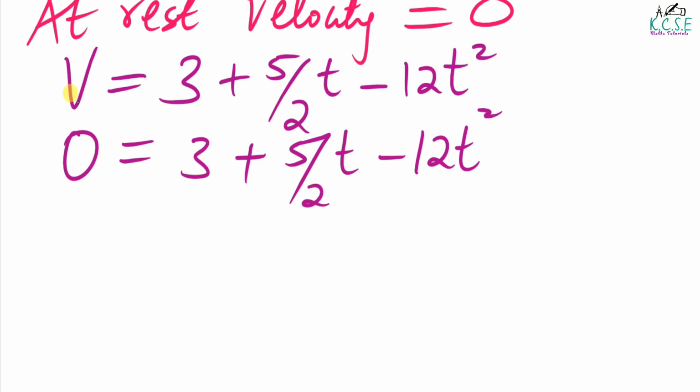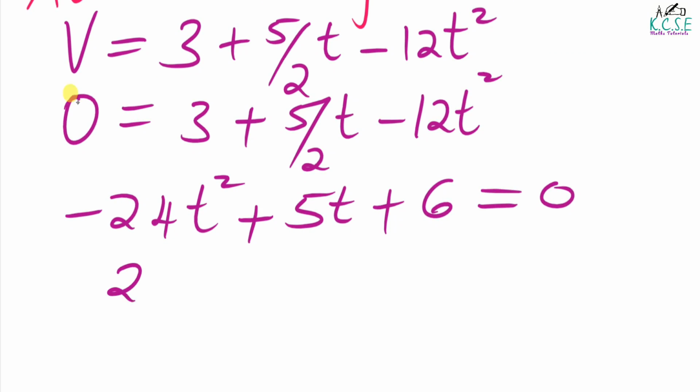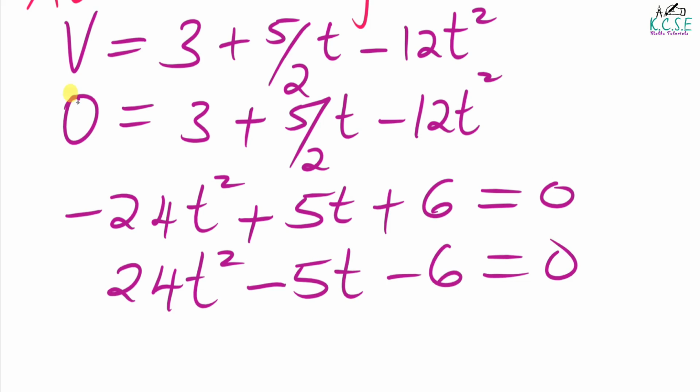So we multiply everything by 2 to get rid of this denominator, and reorganize it so that we have negative 24t squared plus 5t plus 6 is equal to 0. Once again, we get rid of this negative. We multiply every term by negative 1. We get 24t squared minus 5t minus 6 is equal to 0.